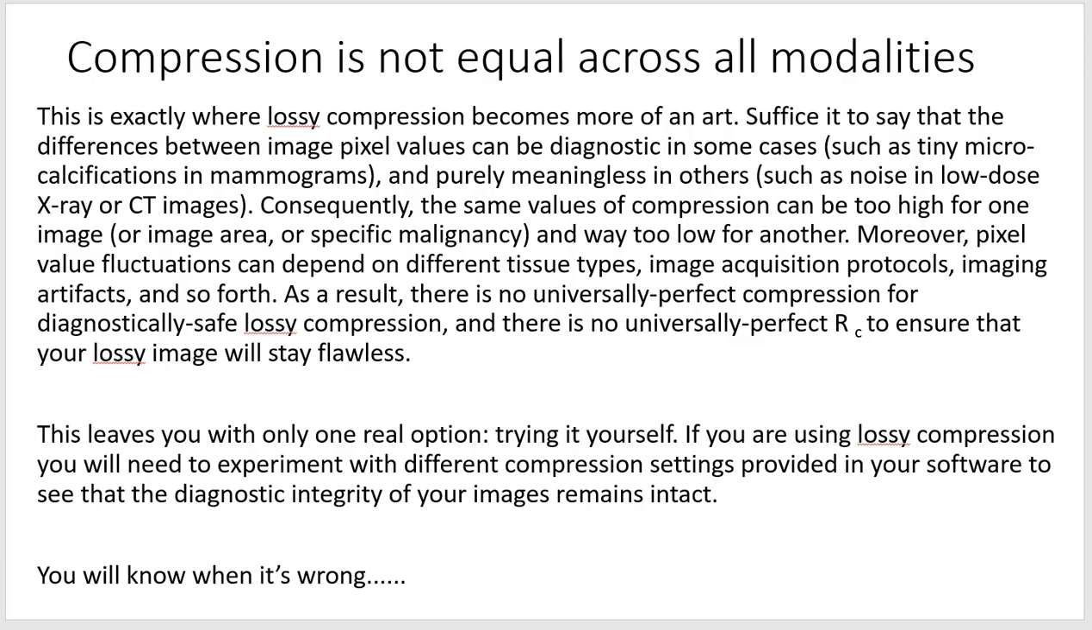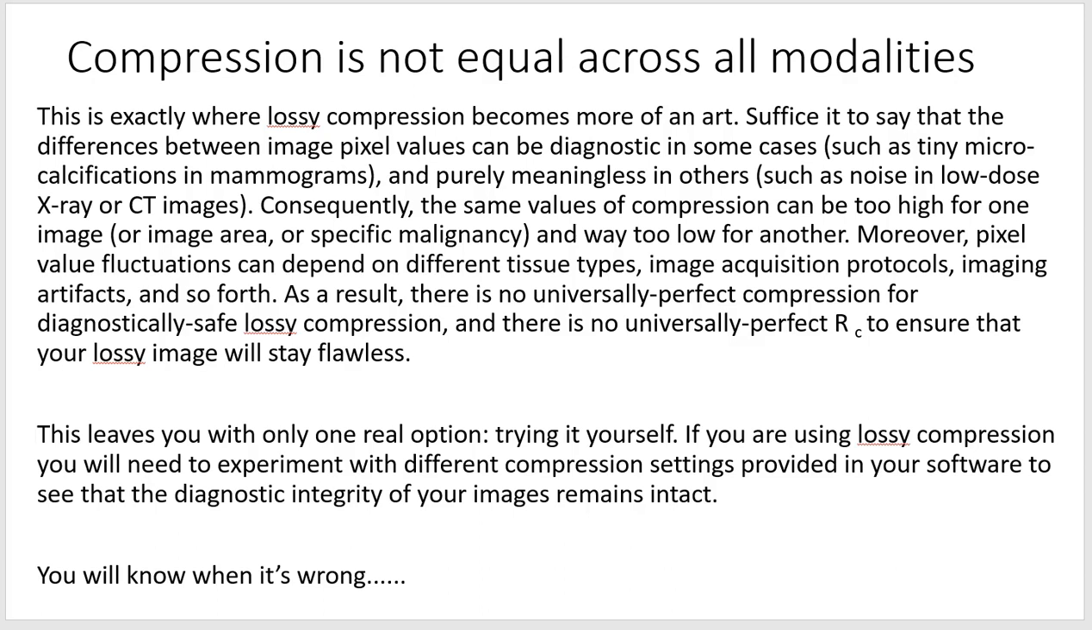Suffice it to say that the differences between image pixel values can be diagnostic in some cases, such as tiny microcalcifications in mammograms, and purely meaningless in others, such as noise in low-dose X-ray or CT images. Consequently, the same values of compression can be too high for one image and way too low for another. Moreover, pixel value fluctuations can depend on different tissue types, image acquisition protocols, imaging artifacts, and so forth. As a result, there's no universally perfect compression for diagnostically safe lossy compression. And there's no universally perfect RComp value to ensure that your lossy image will stay flawless.